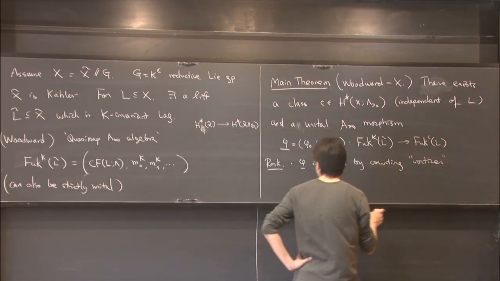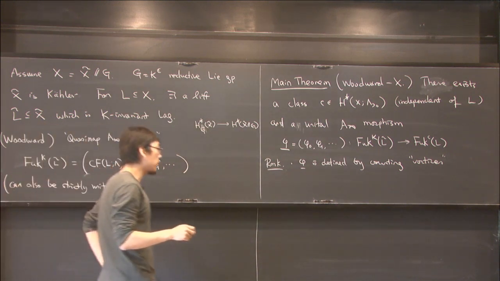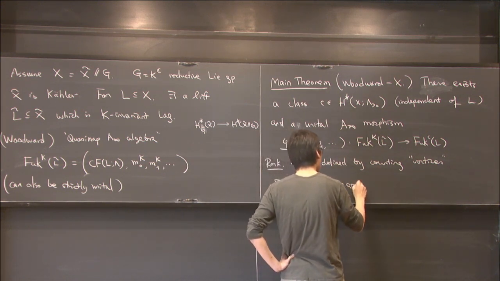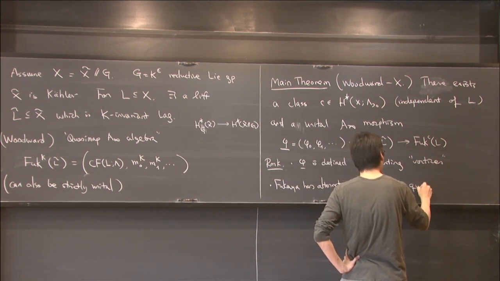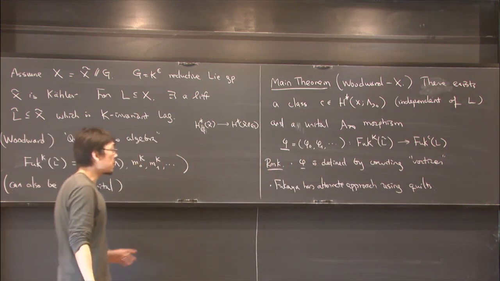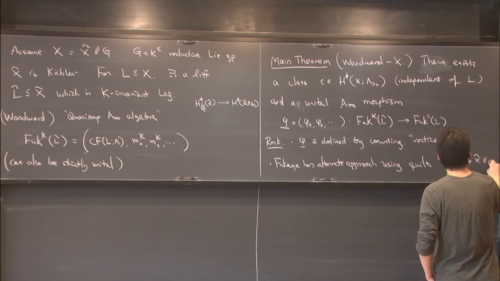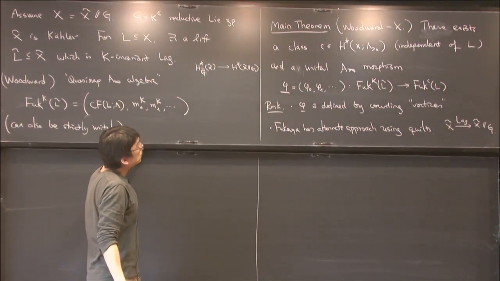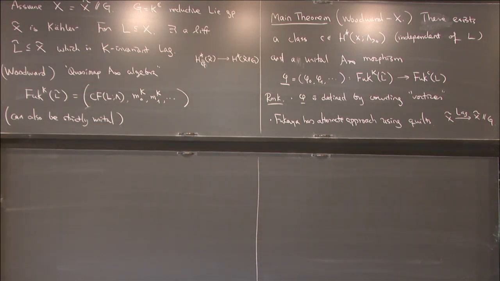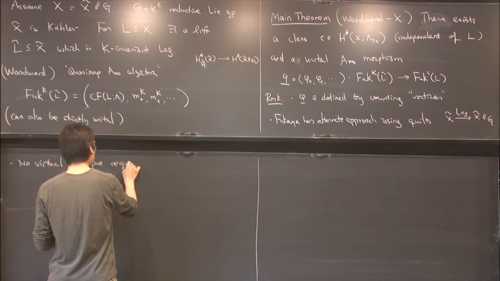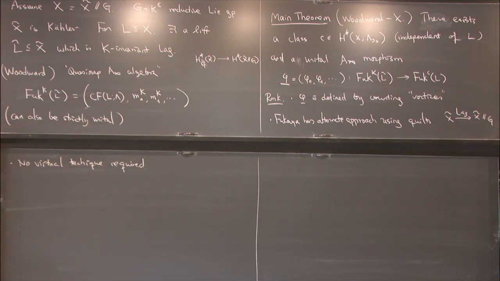There is an alternate approach which can prove similar results, by Fukaya, using quilts, and there is a canonical Lagrangian correspondence between upstairs and downstairs via this GIT quotient. A feature of our work is that no virtual technique is required, and instead we will use the method of Cieliebak and Mohnke.